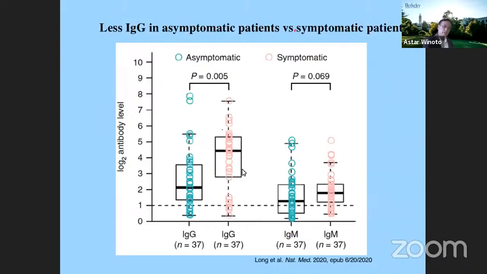But if you look at IgG, you can see that the ones that have no symptoms have a lot less IgG compared to the ones that have symptoms. Okay, maybe they have less virus, that's why they have no symptoms. But then less virus means also less antibody.